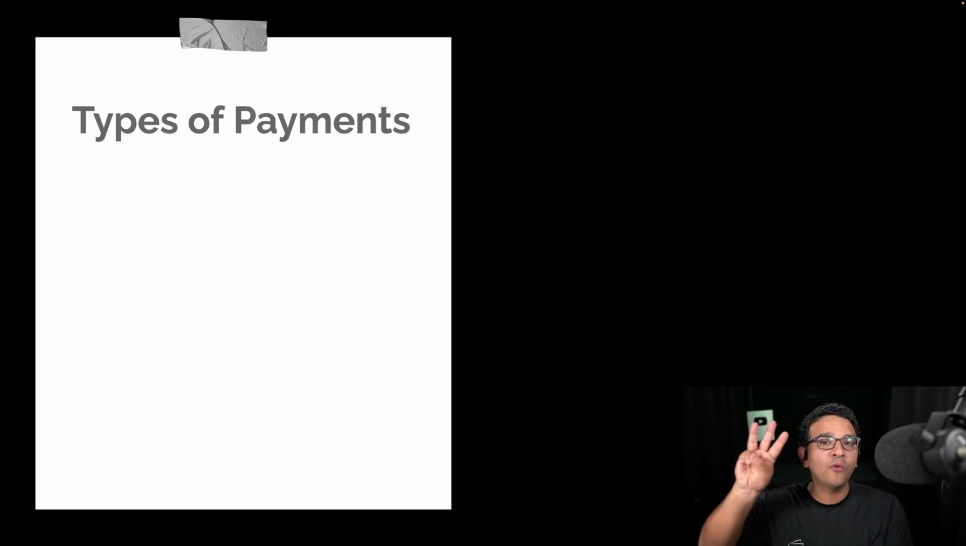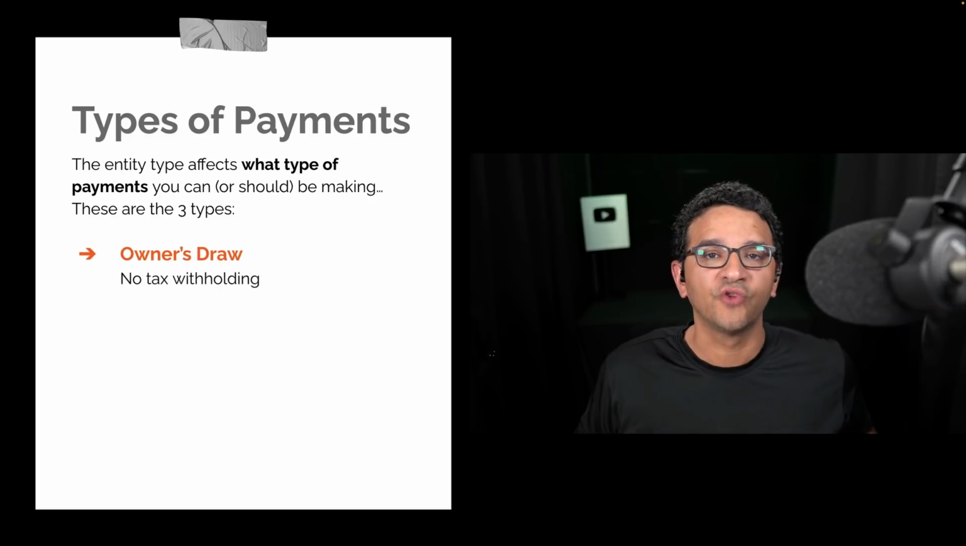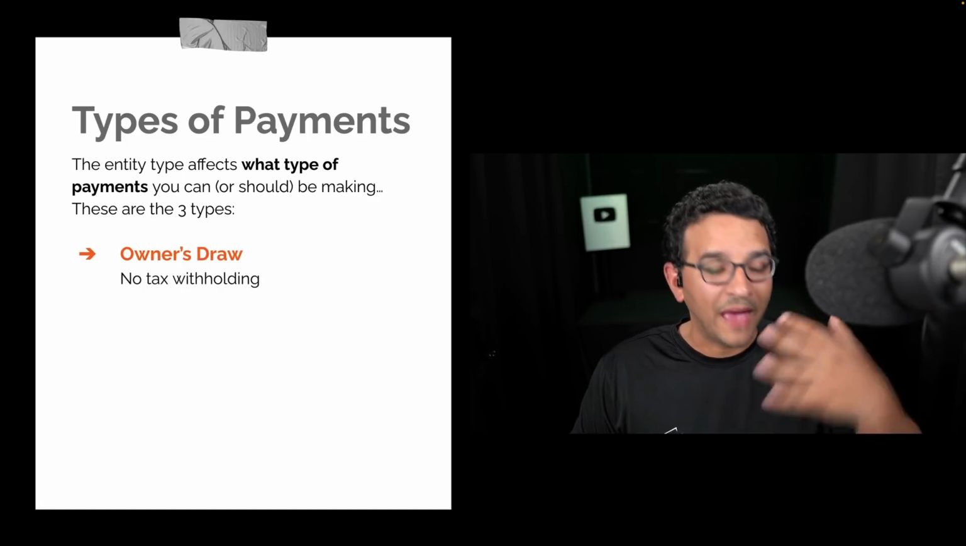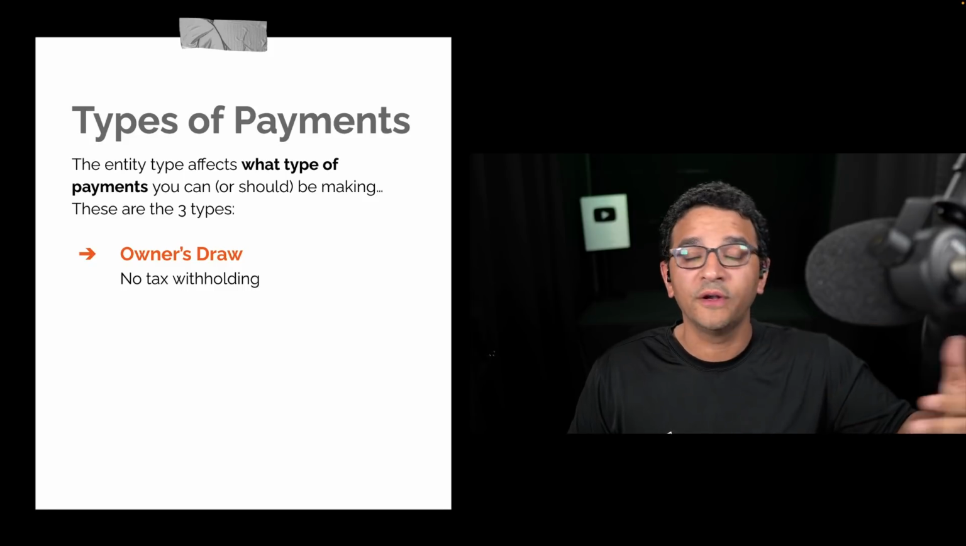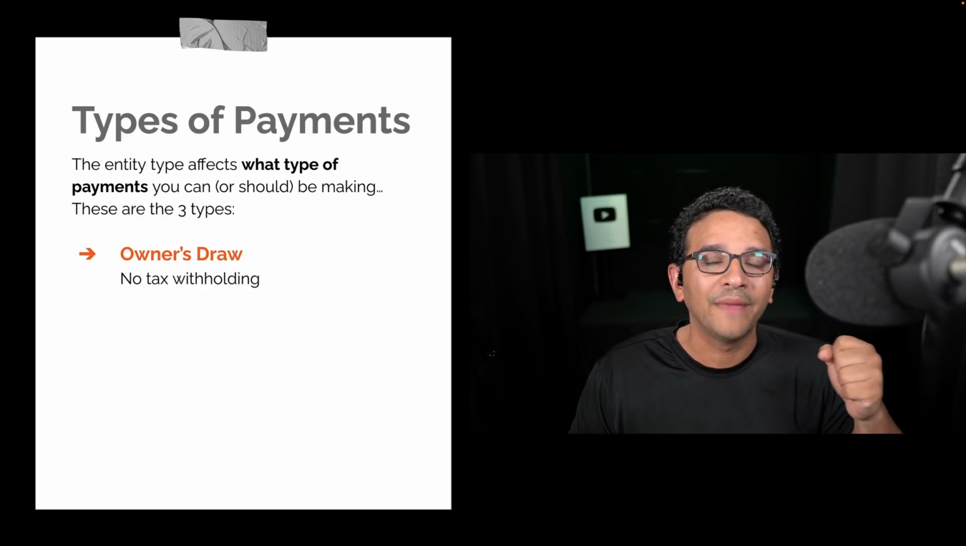Now, there are 3 ways you can pay yourself from your LLC. One of them, and the most typical one, is called the owner's draw. That's when you just write yourself a check. You don't make any tax withholdings. The LLC is paying you, the owner or one of the owners, a distribution check, a draw against the profits of the business.